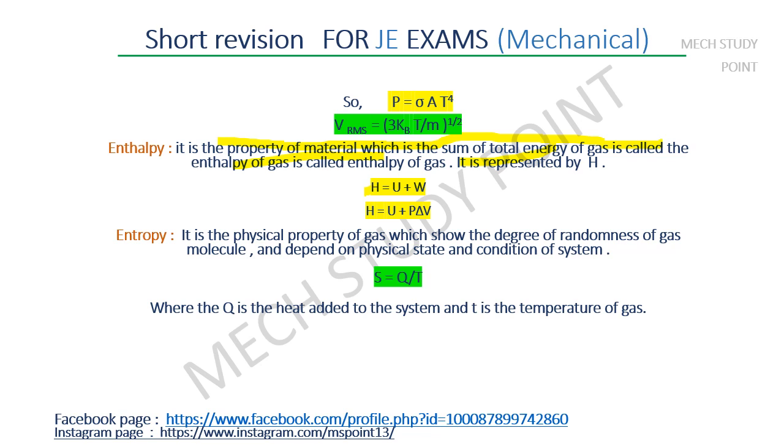Next is entropy. Entropy is the physical property of a gas which shows the degree of randomness of the gas molecules, and it depends on the physical state and condition of a system. Entropy is generally represented by S. Entropy is equal to the heat added to the system upon absolute temperature, where Q is the heat added to the system and T is the absolute temperature of the gas. Its unit is joule.